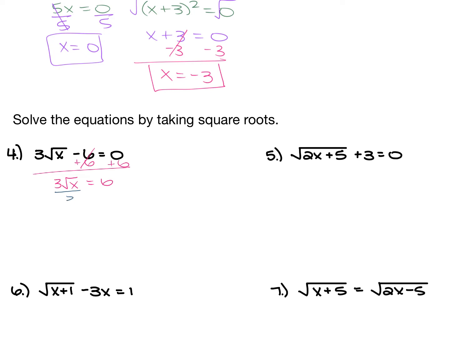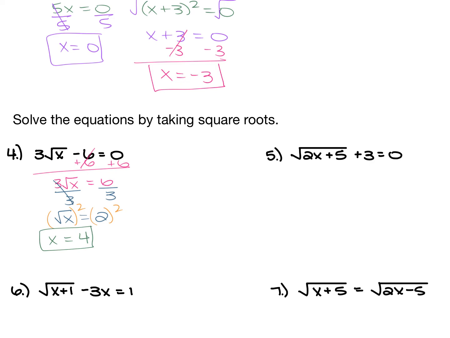Then we divide each side by the 3. And we have that the square root of x is equal to 2. From here, in order to get rid of that square root, we're going to square both sides. So that's going to give us x is equal to 4.